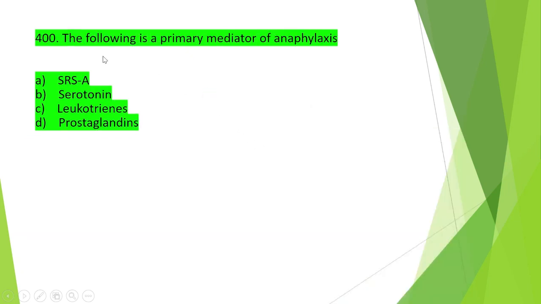And next, that is the last question: the following is a primary mediator of anaphylaxis: SRSA, serotonin, leukotrienes, or prostaglandins. The right answer is option B, serotonin is the primary mediator of anaphylaxis.